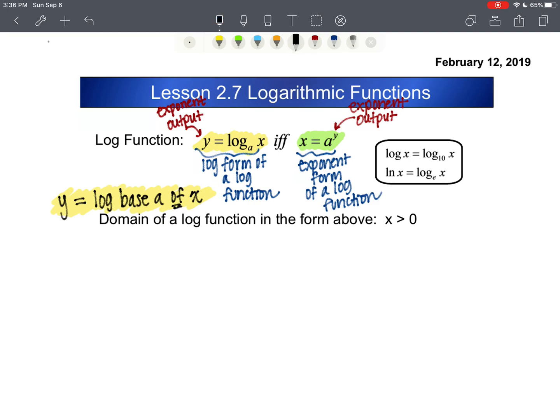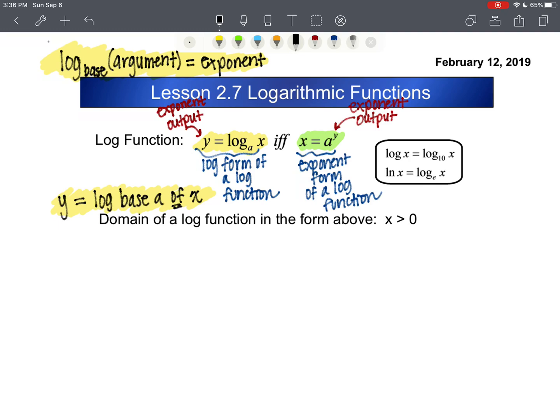Now we can write a log function: log, and then we have a base, and that's a subscript, and then we have what we call an argument. So log, the base as a subscript, of the argument is equal to the exponent. This right here is log form of a logarithmic function.